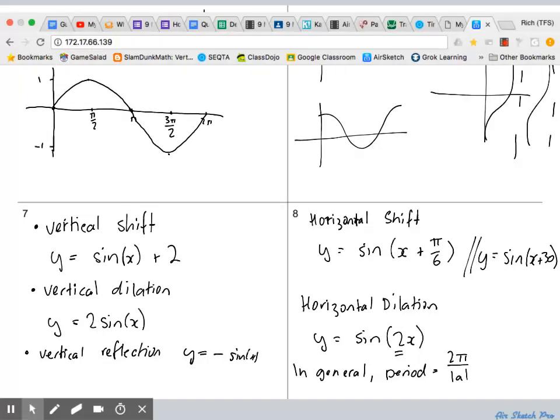So if 2 is the value of a, then the period is equal to 2 pi on 2, which is equal to pi. So it repeats every pi instead of every 2 pi. As Louis said, it's halved. It's gone from 2 pi to pi. So if I said sine of 10x, then that would mean the period is pi on 5. Okay, it'd be 2 pi on 10.